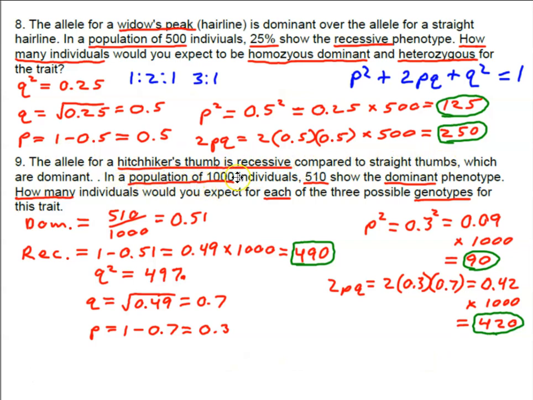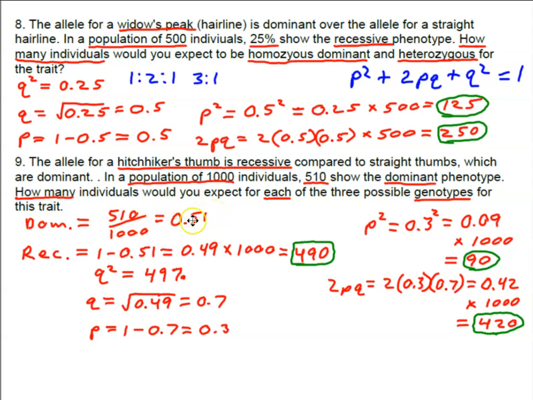In a population of 1,000 individuals, 510 show the dominant phenotype. So again, here we're asked for the number of individuals: how many individuals would you expect for each of the 3 possible genotypes for this trait? From the information provided, 510 show the dominant phenotype, so that's 510 divided by 1,000. So the frequency of the dominant phenotype is 0.51 or 51%. But we're going to leave it as a decimal because we're going to use it for further calculation. So this really doesn't tell you anything, because these dominant individuals can either be heterozygous or homozygous dominant.